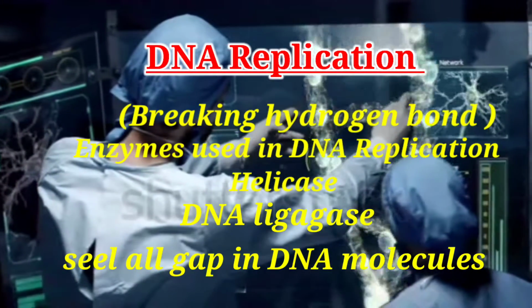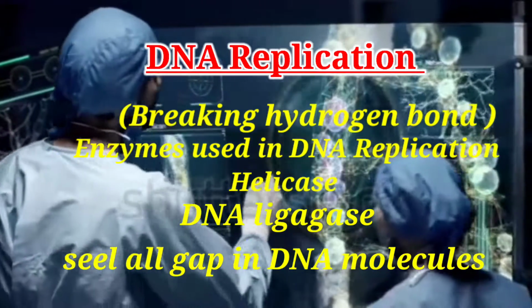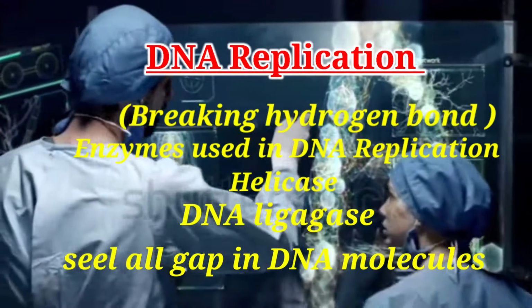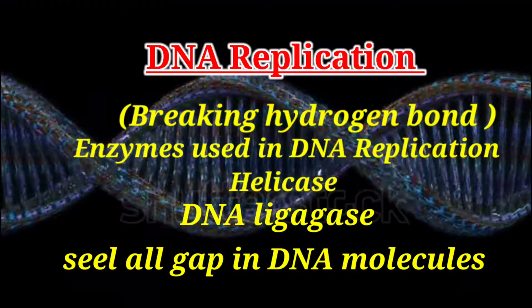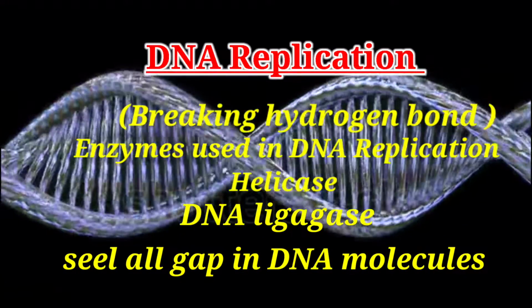There are many types of DNA replication, and many types of enzymes are used, such as those breaking bonds by hydrolysis. DNA replication uses the helicase enzyme and the DNA ligase enzyme. These two enzymes deal with gaps of DNA molecules.